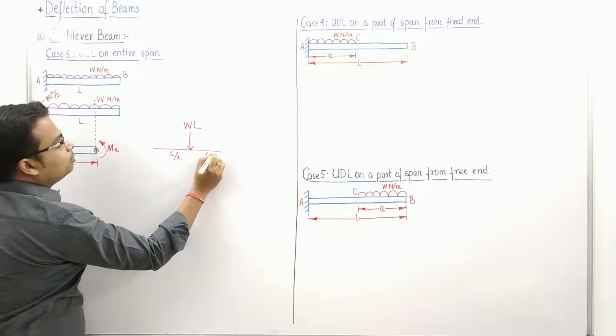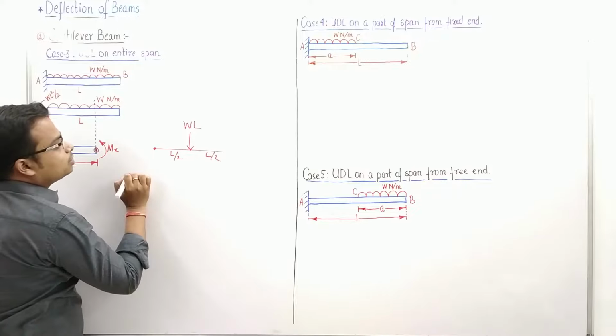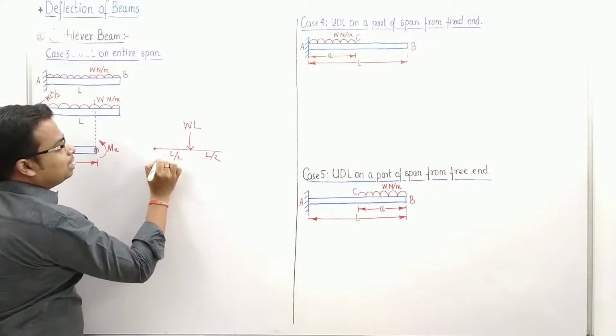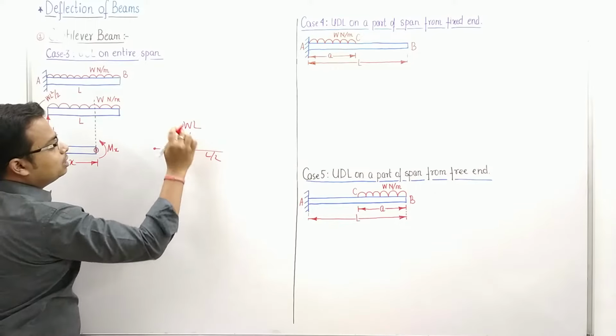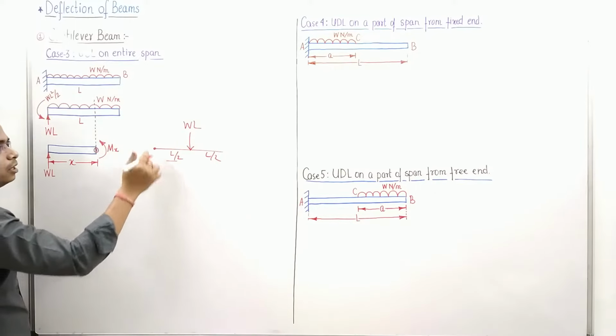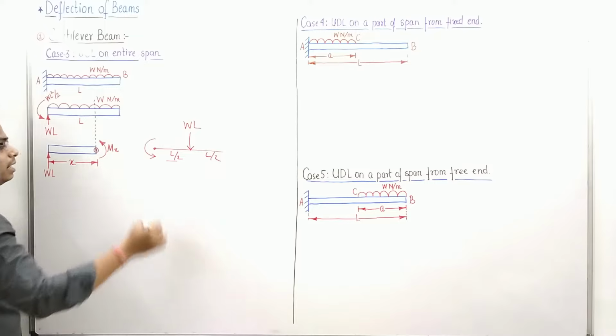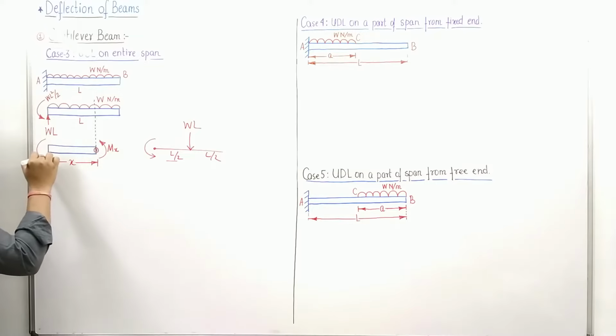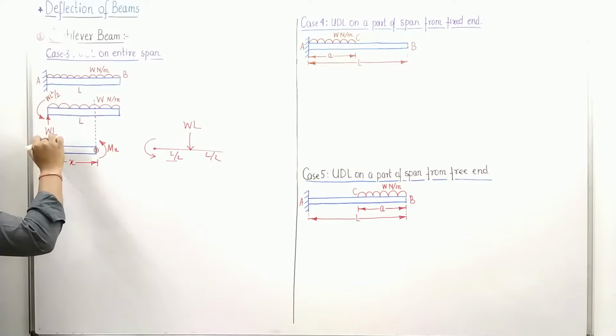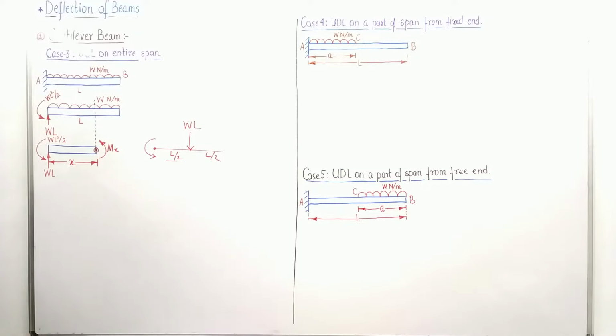If you have to replace this UDL with a point load, what will you do? This is going to be L by 2, and there is this fixed point. So WL multiplied by L by 2 will give you WL square by 2 in the clockwise sense. So in the reactive sense it is going to be anti-clockwise. The magnitude is WL square by 2. Done. These are all the forces essentially acting.